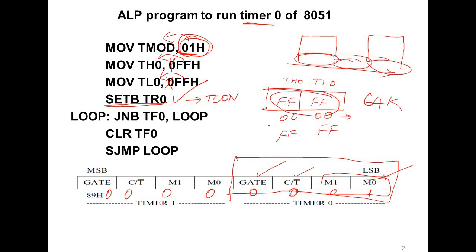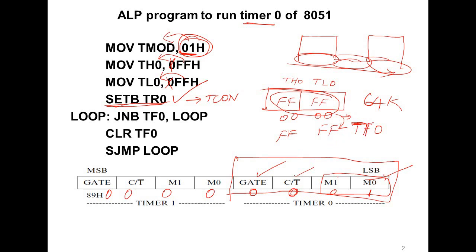Subtraction. In subtraction, the controller will just borrow one number and subtract. So 00 minus 1 becomes FFFF, right? So it borrows one number. Here this state is overflow. This is indicated in the TF0 bit of the TCON register. So that is TF0.